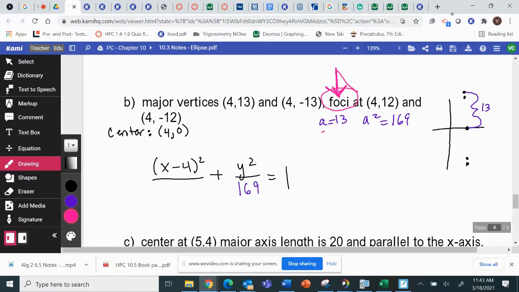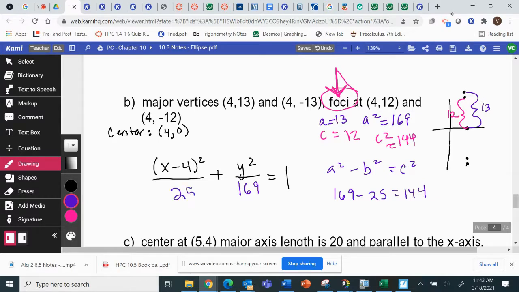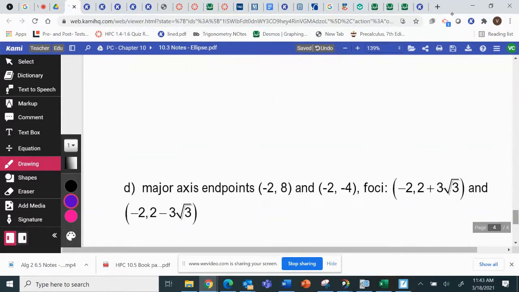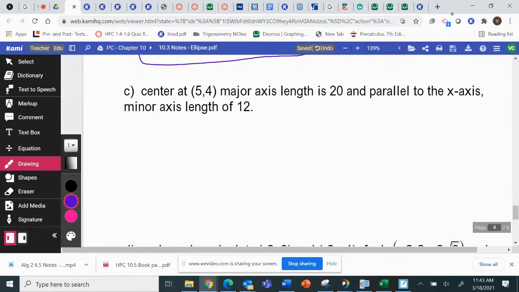Okay, so C value would be how much? 12. So C squared, 144. So if we do A squared minus B squared equals C squared, 169, take away what number equals 144? 25. Then that's got to be the missing one. Okay, center at (5, 4).